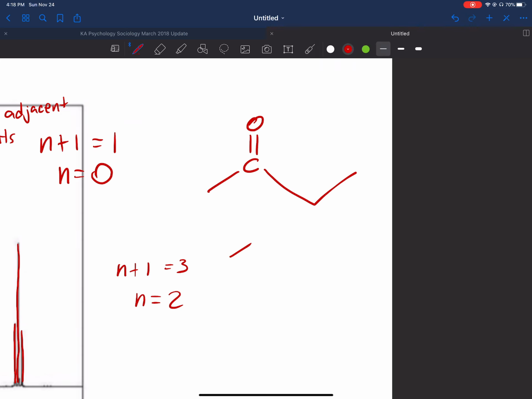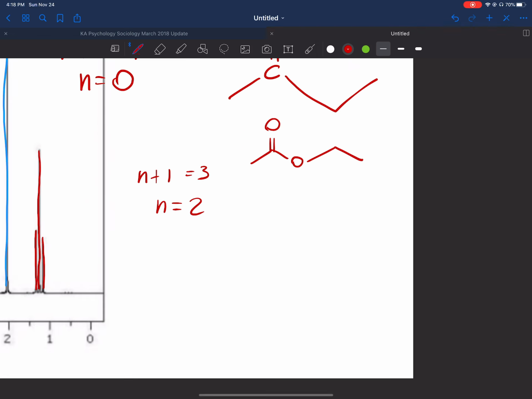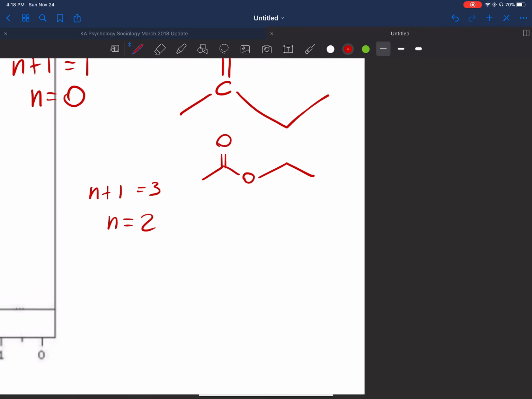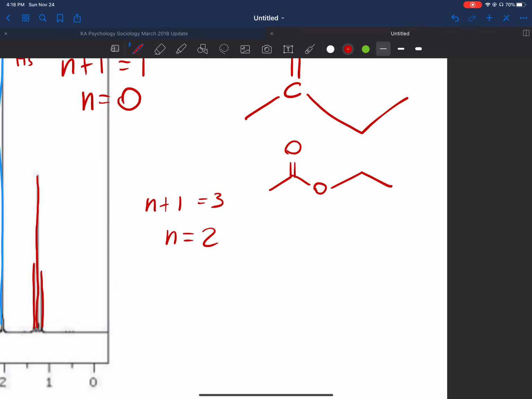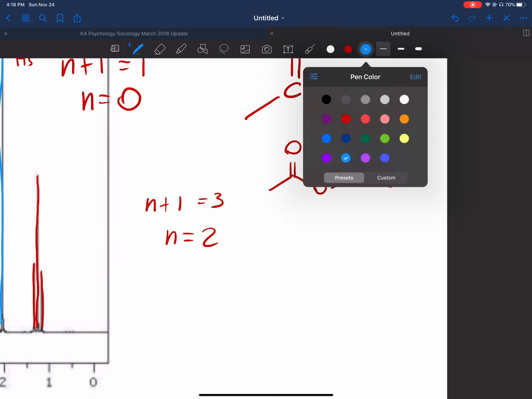So we have this oxygen bound to the carbonyl carbon, and we get this ethyl group coming off the oxygen. Now let's see if the splitting pattern works. Nothing really happened to the hydrogens on this carbon, right? So N+1, there's still no adjacent hydrogens, so that's still going to be the singlet. What about the hydrogens here? And here are the other ones.